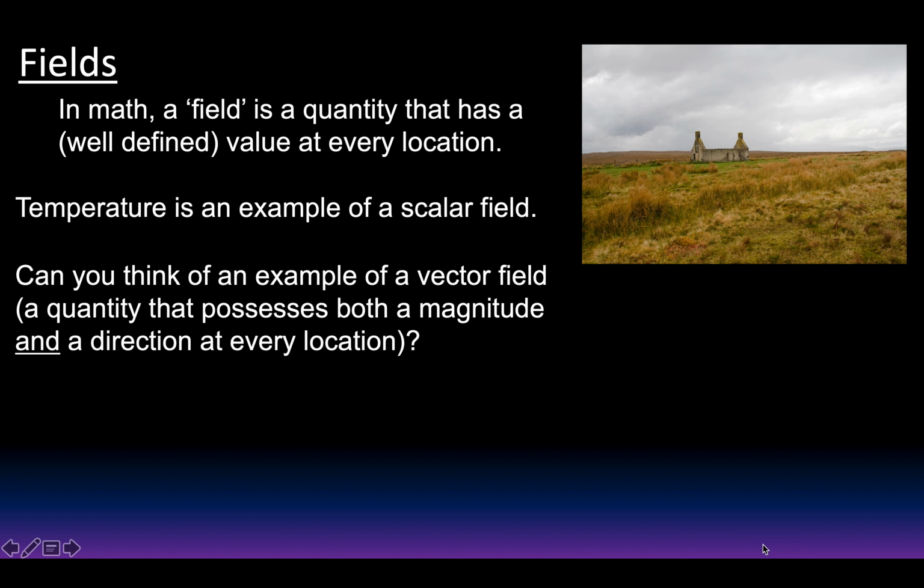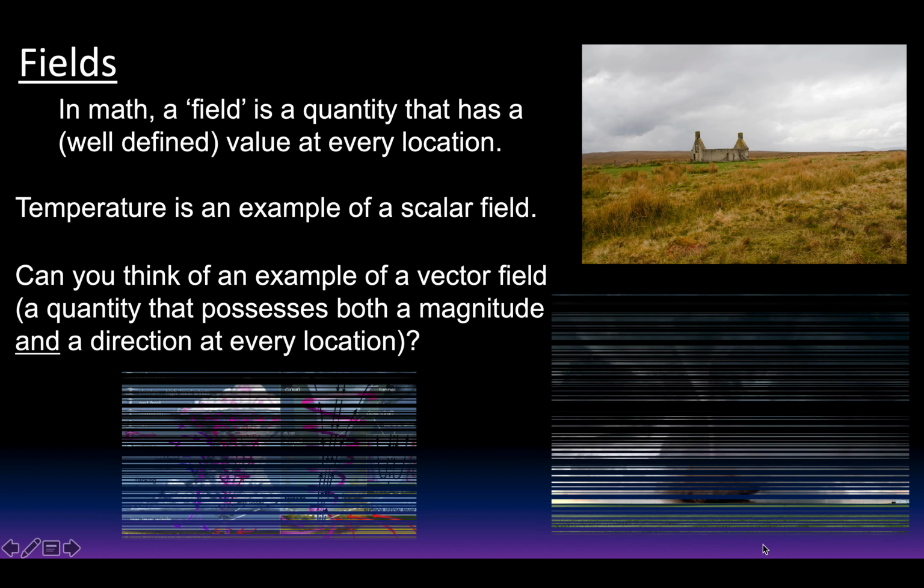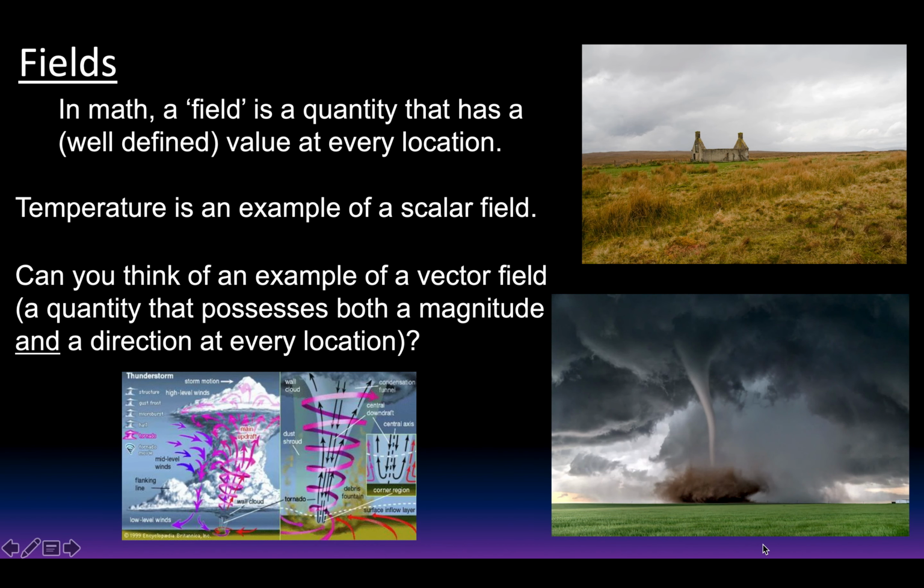One common example of a vector field is wind velocity. The magnitude of the wind velocity would be the wind speed, how fast the wind is blowing, and the direction of the wind would be the direction of the wind velocity vector. Because everywhere in the atmosphere, I could assign both the wind speed and wind direction, I could say wind velocity is an example of a vector field.